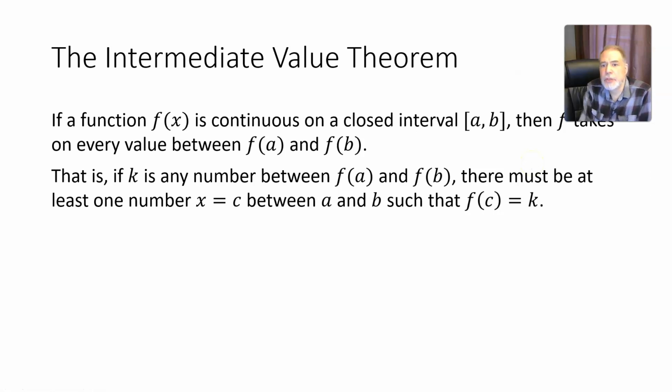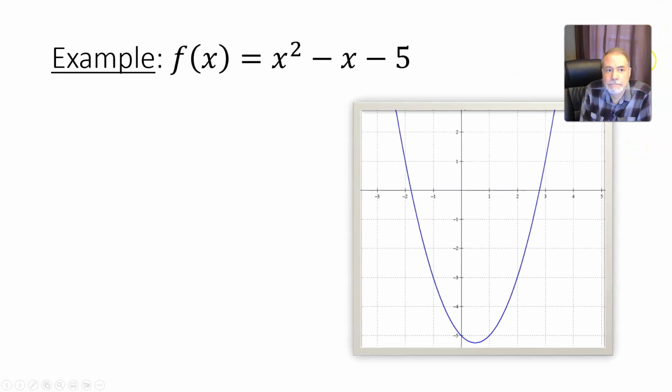So really, this just means you can't get from one point to another without going through all of the points in between. You can't take on one value and then later take on another value without taking on all the intermediate values if the function is continuous. So let's look at an example to try to get a feel for what this is telling us.